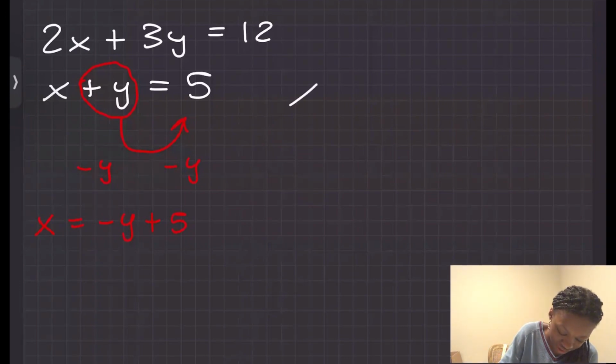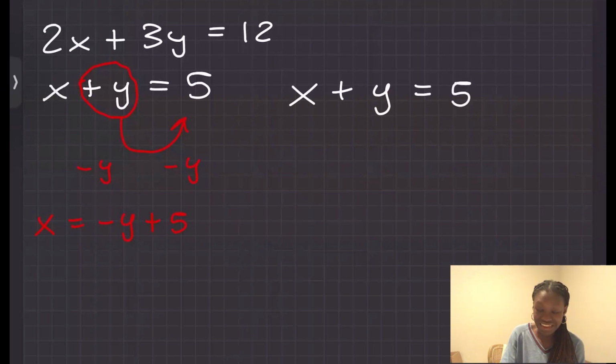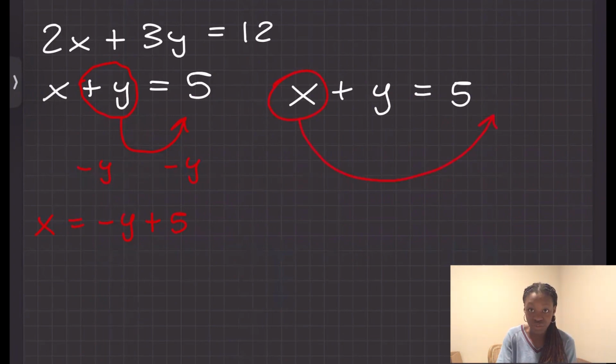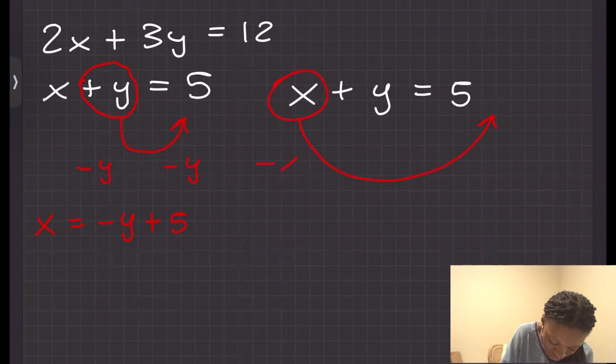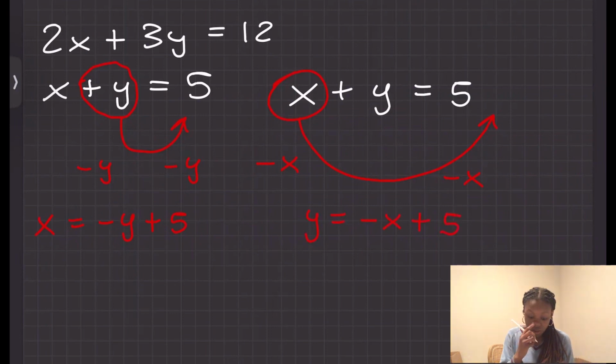But let's say that I wanted to get rid of x instead. So I need to get rid of this x right here. Move it to the other side so that it can be a y equals equation. Well, same deal. I would just subtract x from both sides, and I would get y equals negative x plus 5. So no matter which way you spin it, you will get something negative plus 5. So like I said, it's really up to you.